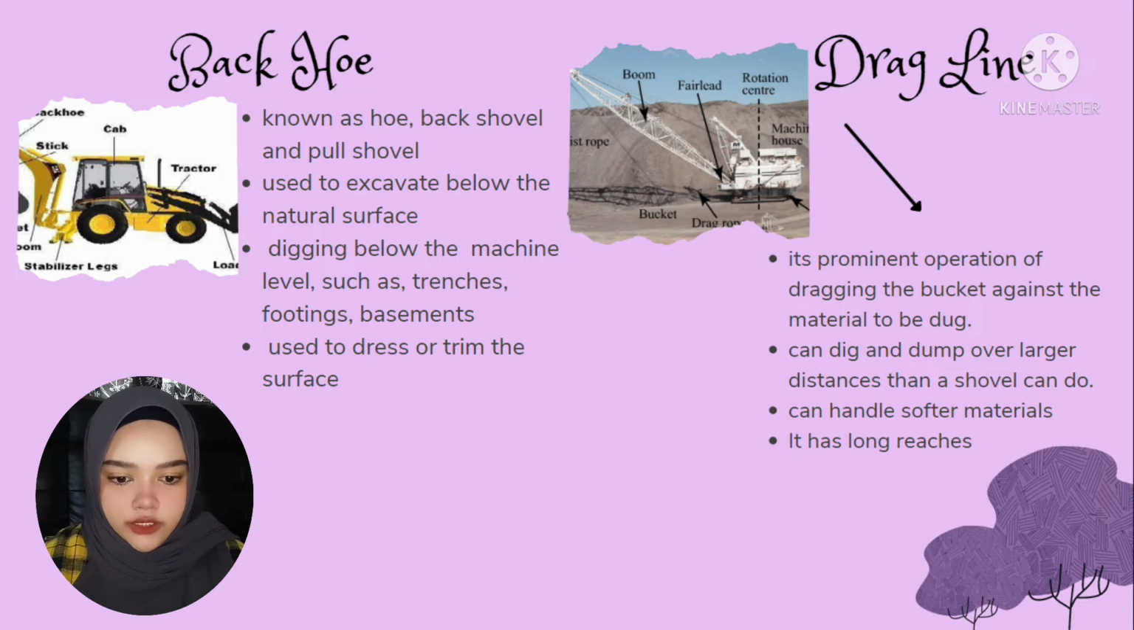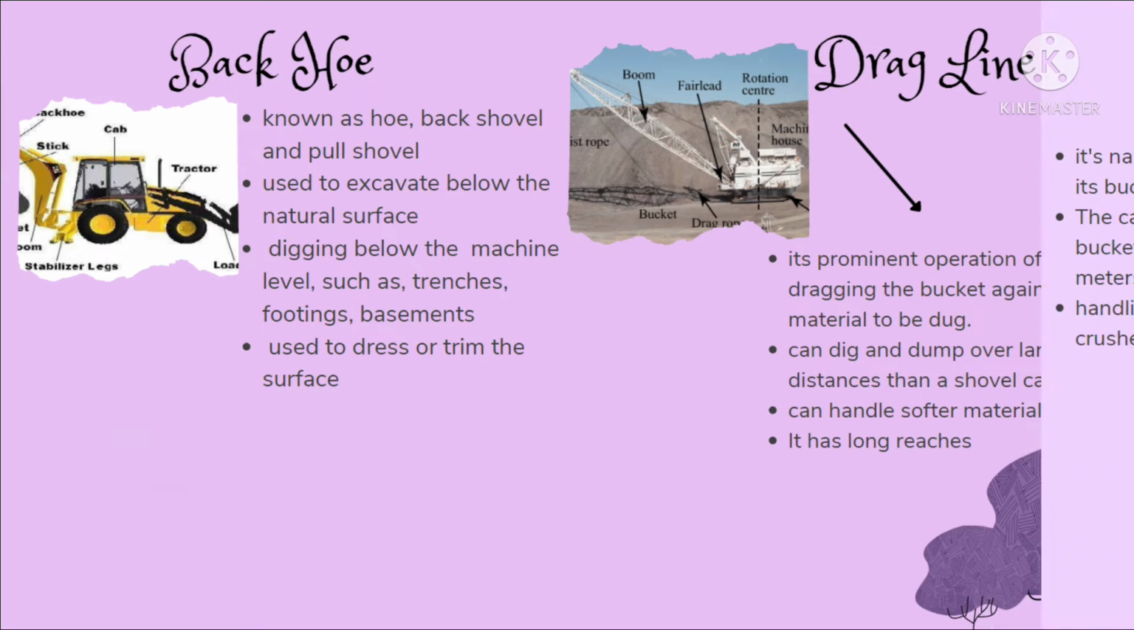Next is drag line. It is named because of its prominent operation of dragging the bucket against the material to be dug. A drag line can dig and dump over a larger distance than a shovel can do. It can also handle softer materials. It has long reaches that are used in excavation for canals and depositing.